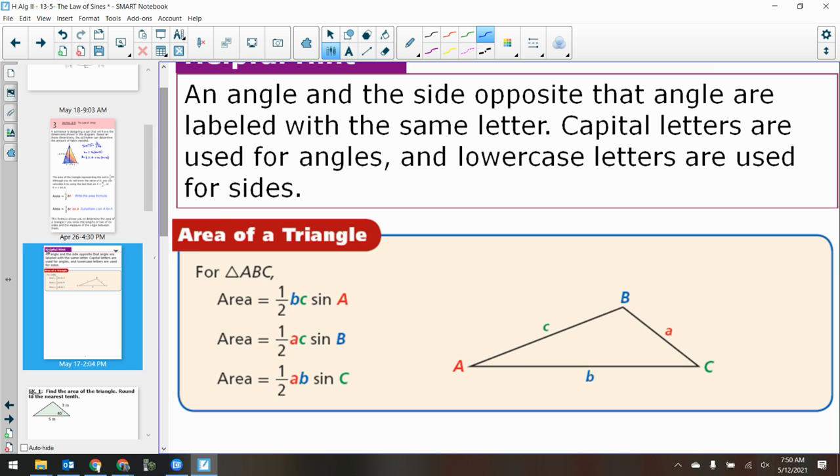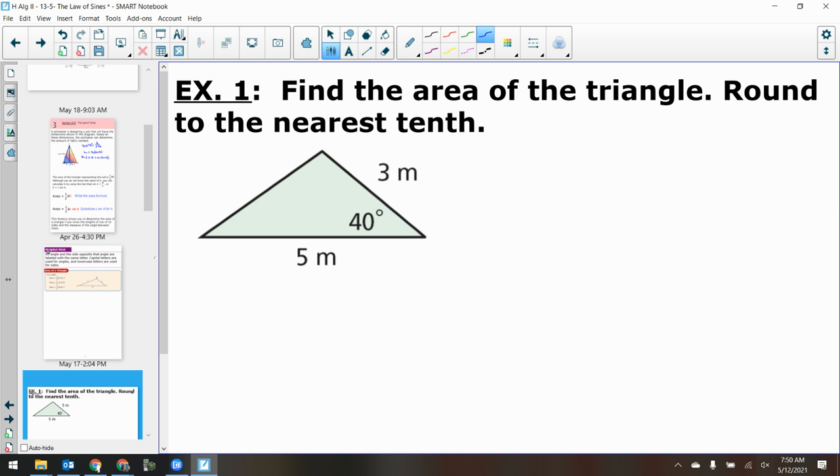So let's do that. First off, can I actually find the area of this triangle? Do I have the correct pieces of information? Do I have a side angle side relationship? Yeah, I do. I've got the 3 as the side, the 40 as the included angle, and then the 5 as the other side.